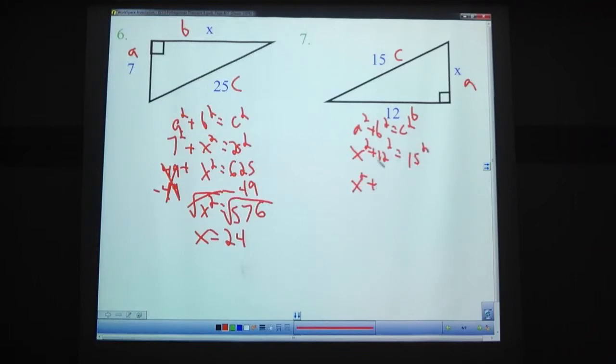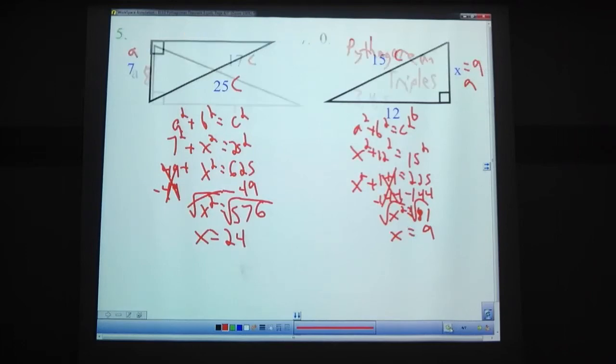Square the numbers, 12 squared is 144, 15 squared is 225. Subtract 144 from each side. And it gives you x squared equals 81. Take the square root of each side. And x equals square root of 81, which is 9. x equals 9. This one's also a triple, actually, because all three numbers are natural numbers. However, well, we'll talk about it.